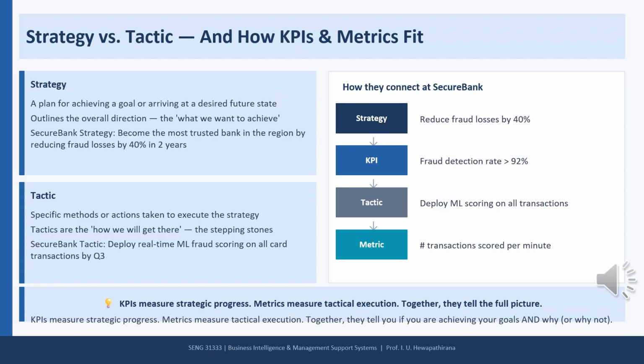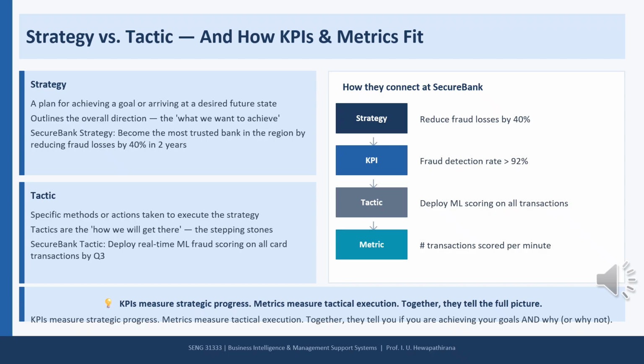To fully understand where KPIs and metrics sit, we need to understand the relationship between strategy and tactics. A strategy is a plan for achieving a desired future state. It is the big picture direction, the answer to the question, where do we want to be, and why? A strategy does not describe individual actions, it describes goals.